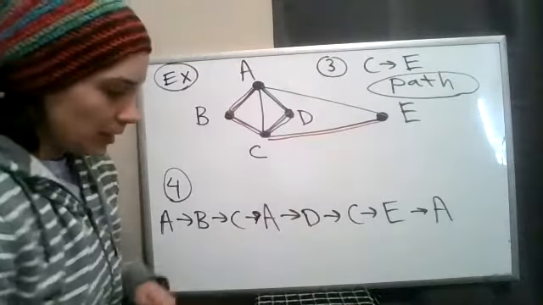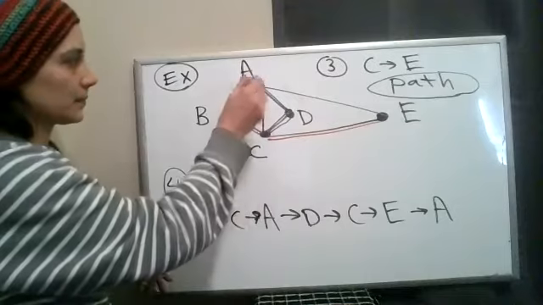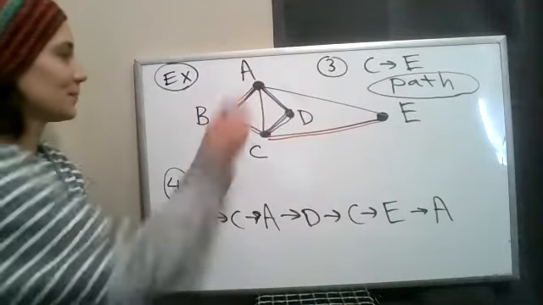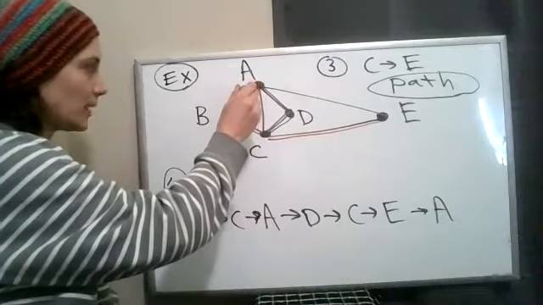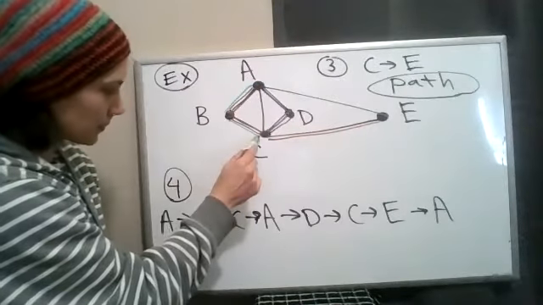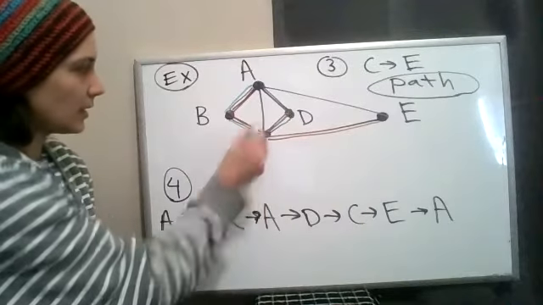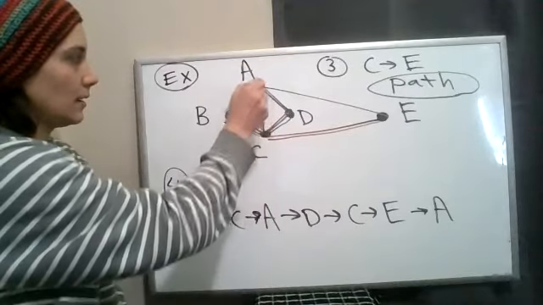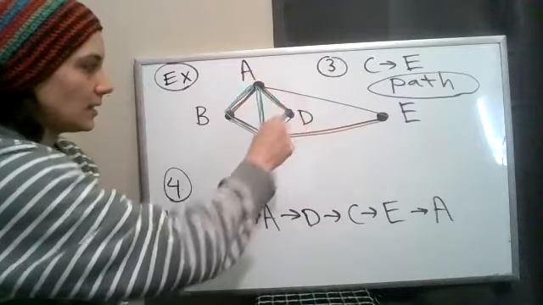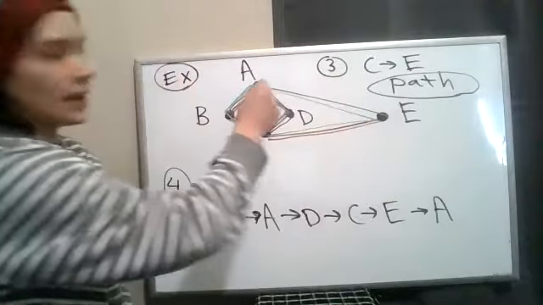Let's find one more color. Start at A. Go over to B. B to C. C to A. A to D, D to C, C to E, and then E to A.